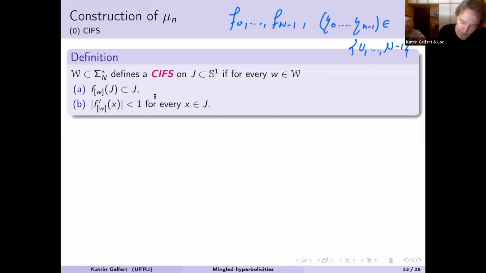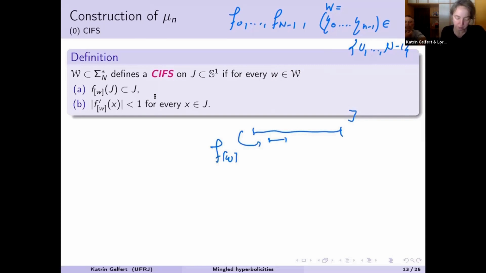And I would like to call such a finite word, just denote this by W. And if I have a family of words, then I will say that such a family of words defines a contracting iterated function system if it maps this interval J into itself by each such induced fiber map. And so this is the first condition. And then the second condition, if it does this in a contracting way. So if this concatenation has derivative less than 1.